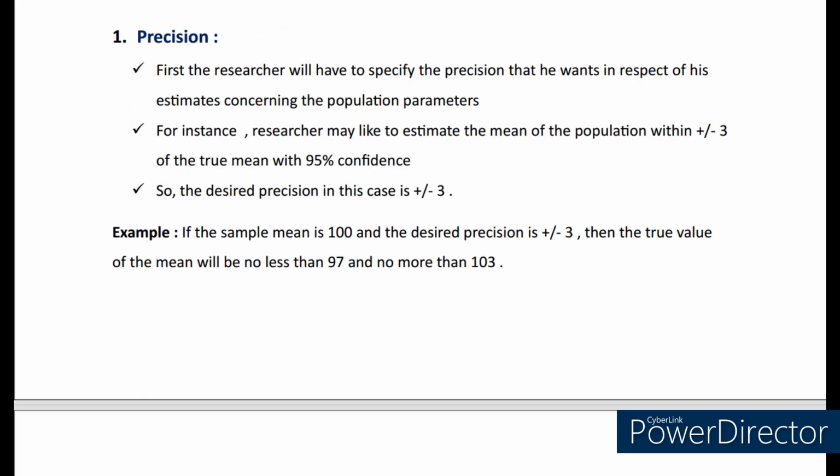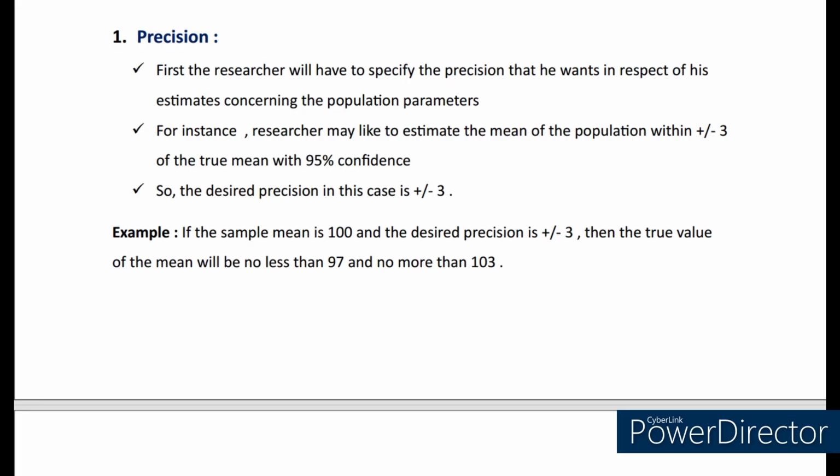As already said, this approach is based on precision and confidence interval, right? So we need to set the precision first. What does it mean? A researcher will have to specify the precision that he wants in respect of his estimates concerning the population parameters. In simple words, for instance, researcher may like to estimate the mean of the population within plus or minus 3 of the true mean with 95% confidence.